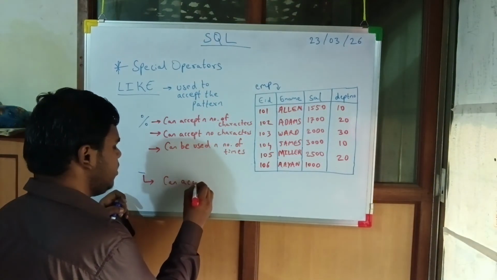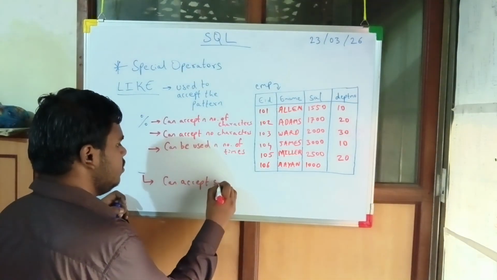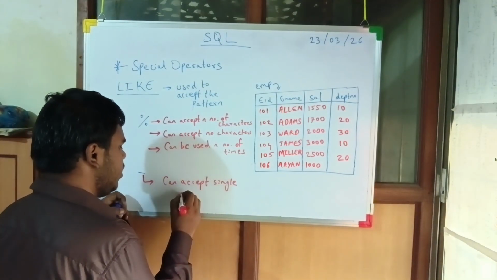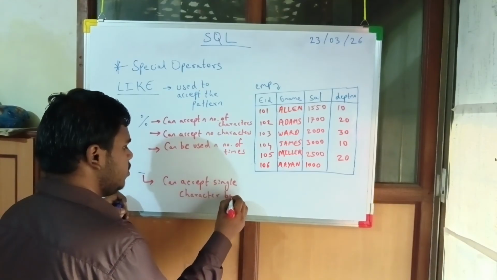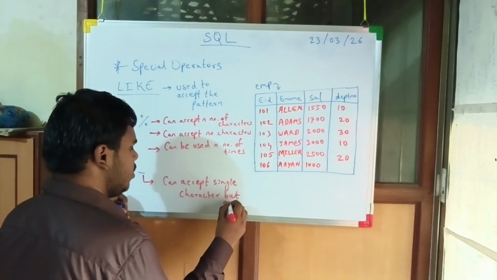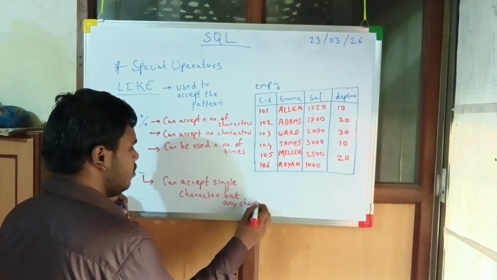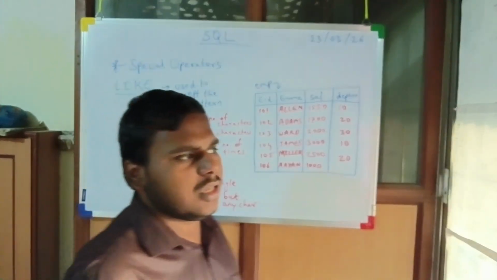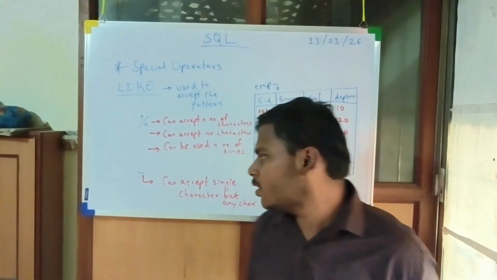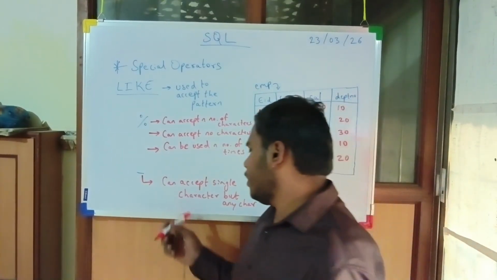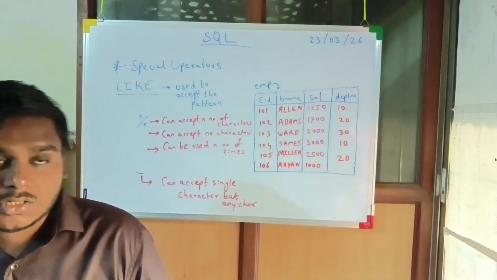can accept a single character, but any character. Okay. It can accept a single character, but only a single character. For one character only, underscore is useful, but it can accept any character. Okay, it's not a hyphen.